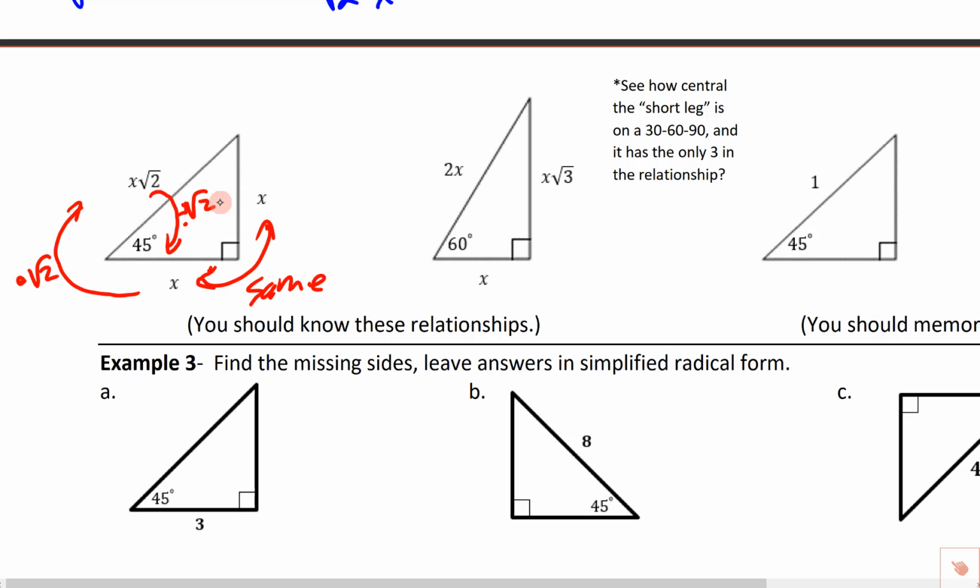Okay? If you've got a 30, 60, 90, everything goes through the short leg, and it's the only one that has a 3 in the relationship anywhere. So if we've got the short leg, we times by 2 to get to the hypotenuse. We divide by 2 to get to the short leg. If we've got the short leg and we want to go to the long leg, we times by radical 3. And if we want to go the other way, we divide by radical 3.